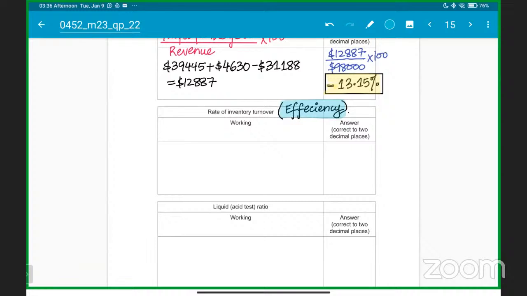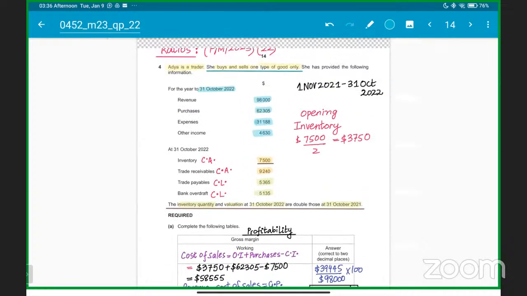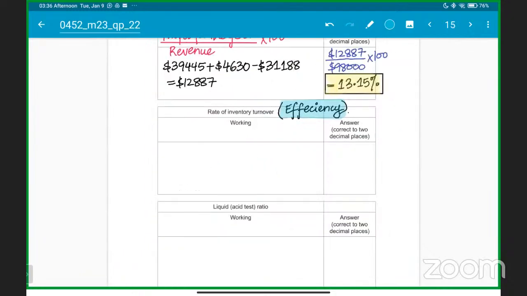And everyone knows the meaning of efficiency, that Adia, the owner of this business, wants to know whether her business is working effectively in planning, production, and everything is going smoothly or not. Is it efficient or not? And that is why the rate of inventory turnover formula is there. So what is the formula for rate of inventory turnover? Anyone knows the rate of inventory turnover formula?